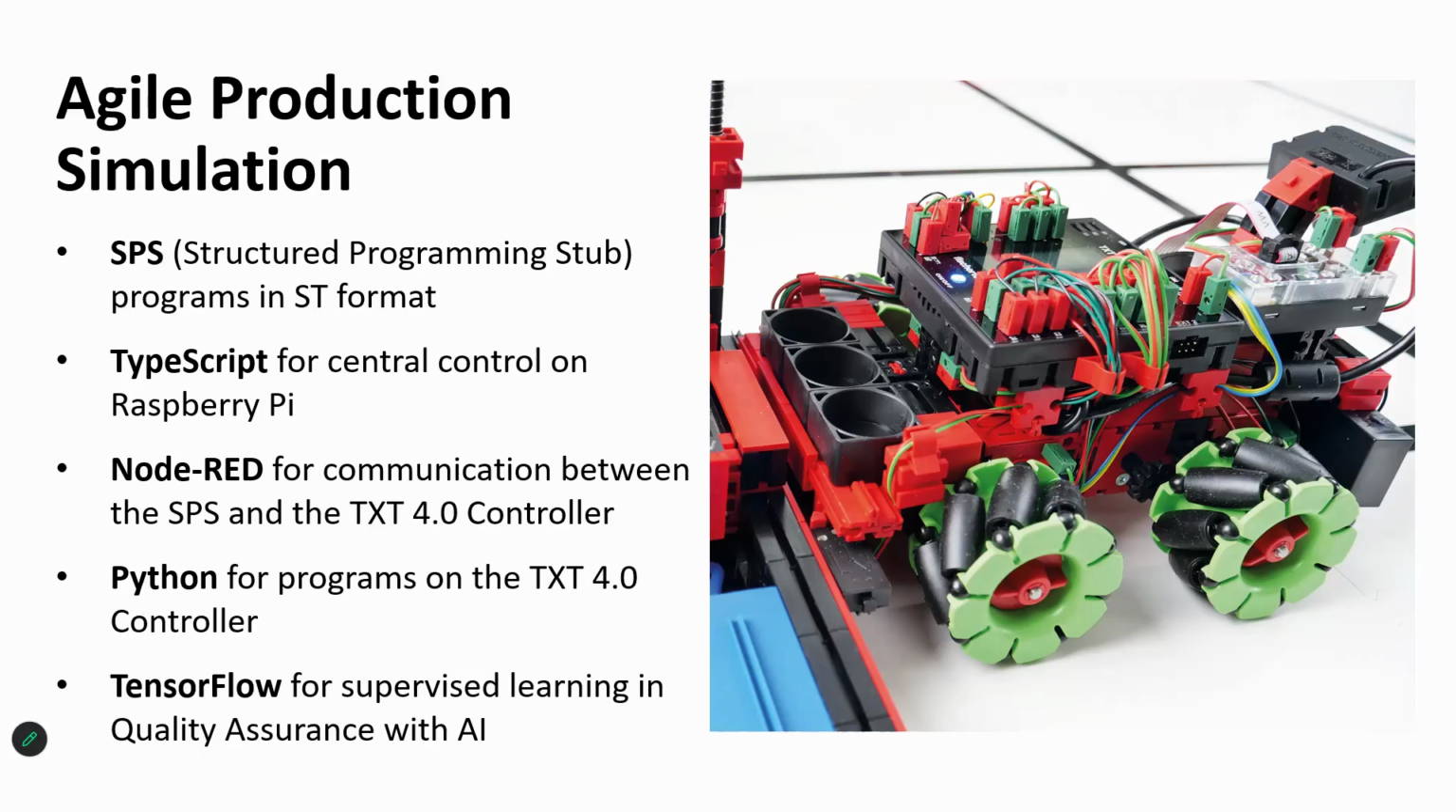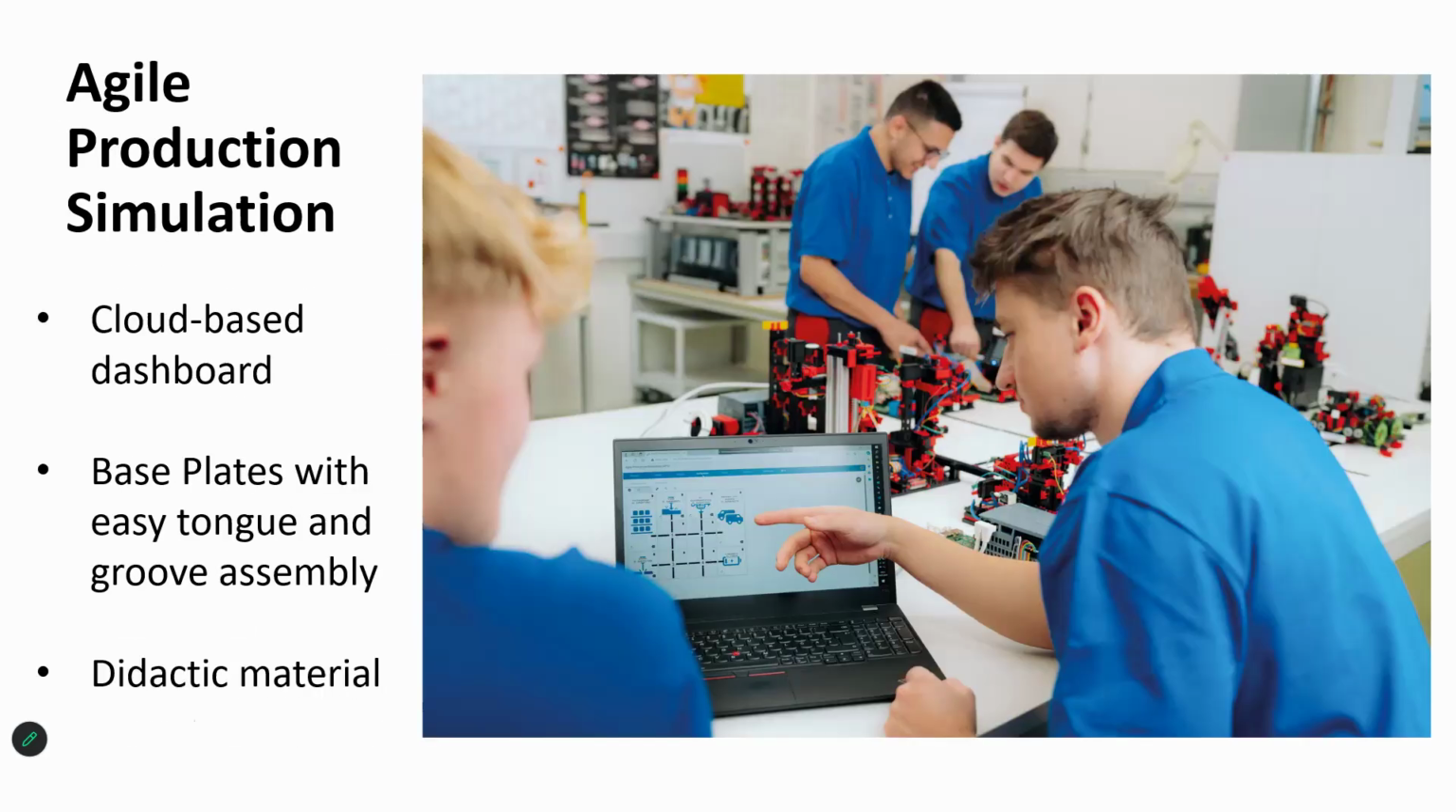Now, as was mentioned in the video, the APS model includes a cloud-based dashboard which can be used for order control and monitoring of the factory status, as well as for determining key figures. The factory has a modular design, with each workstation mounted onto its own base plate section.